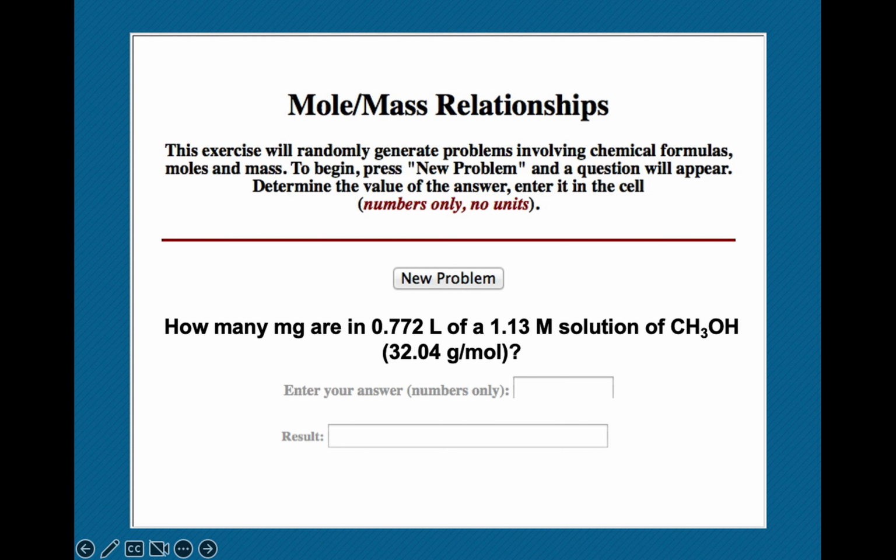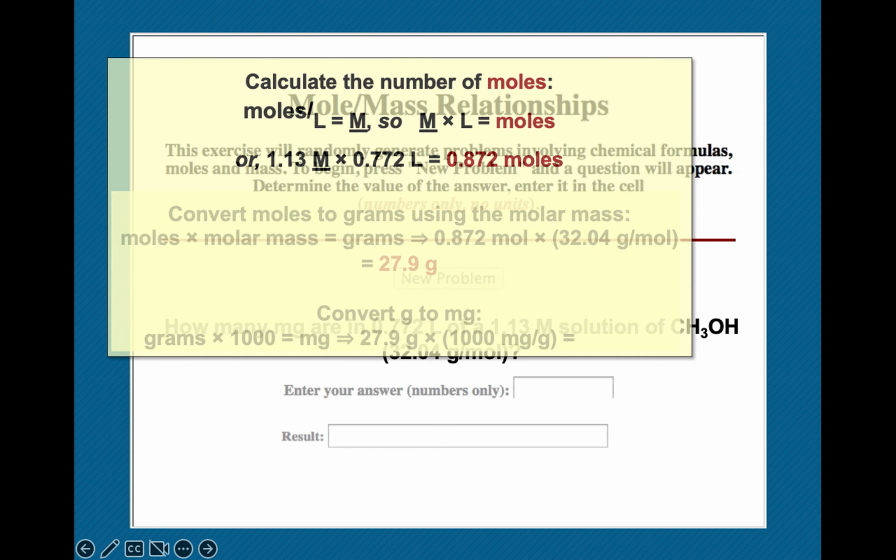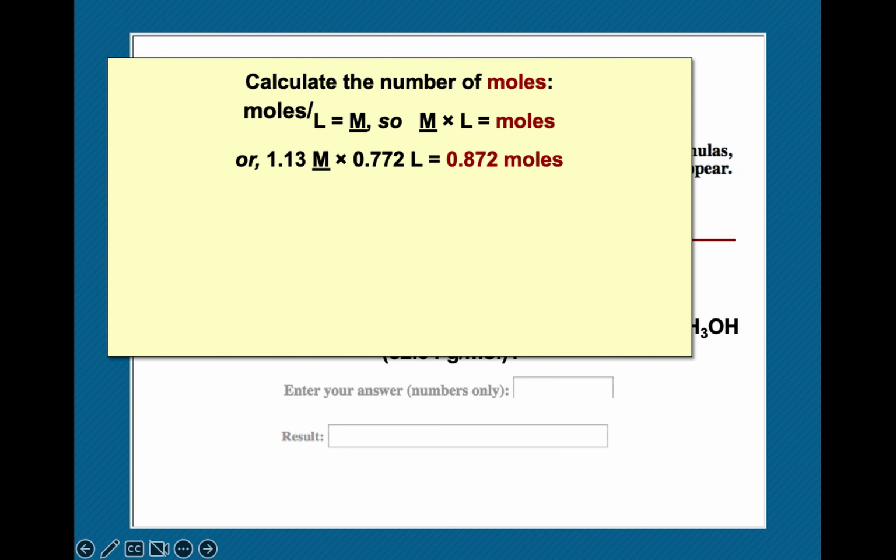If we know how many moles of methanol we have, and we know its molar mass, we can calculate the mass in grams, and then multiply by 1,000 to get milligrams. So let's do it. Concentration times volume is moles. Substitute, multiply, we're dealing with 0.87 moles.